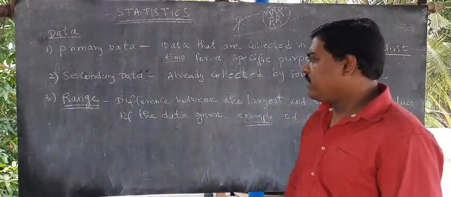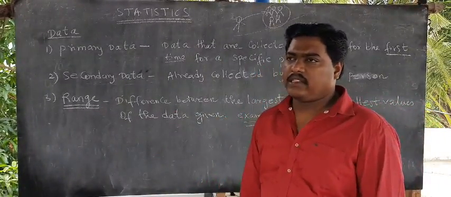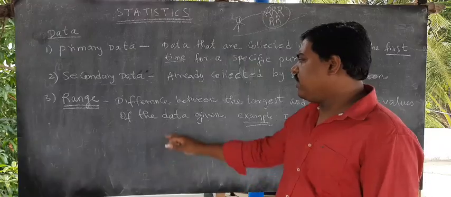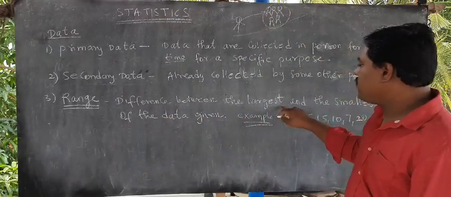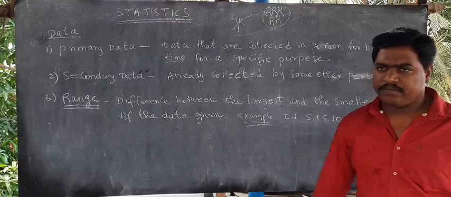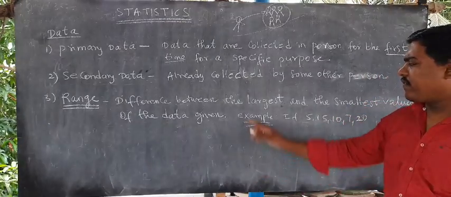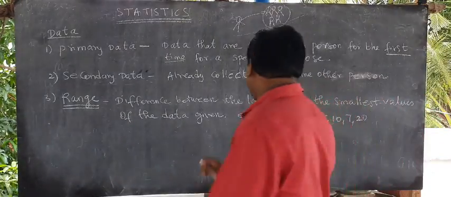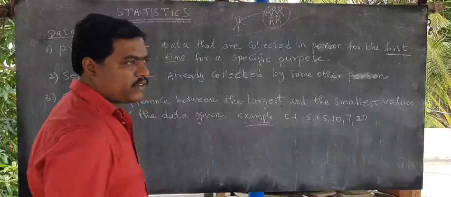Right? Then range. One more heading is range. How do we find the range? The difference between the largest and the smallest values of the given data. Difference between the largest and the smallest value.